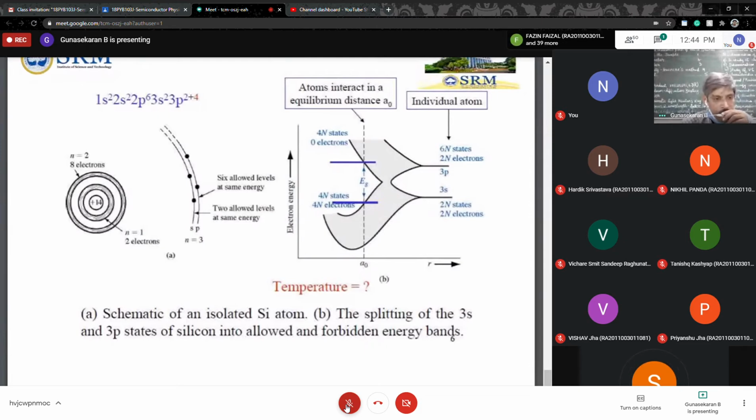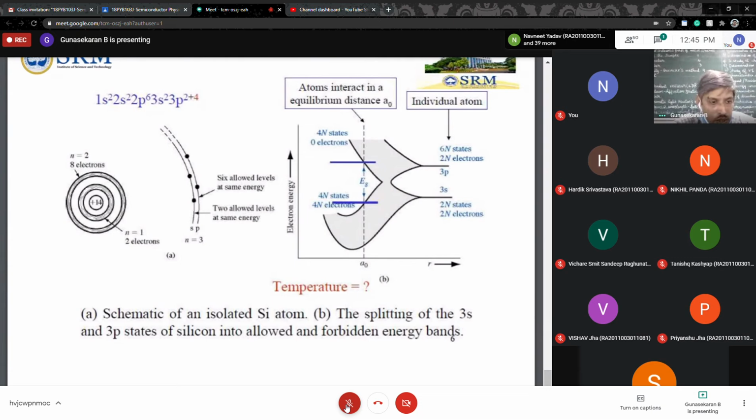Yes, sir. Now, for example, the atoms come closer and closer. Almost all the atoms are similar in nature, especially the metals and semiconductors. Most probably they are crystalline, that is, a regular and periodic arrangement of atoms or molecules. So in such a crystalline arrangement, as the atoms come closer and closer, the available states are 6n, but only 2n states are filled. So what about the vacant states here?